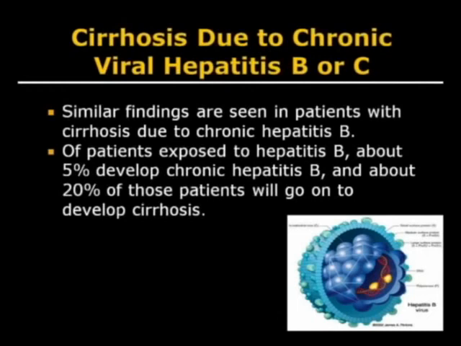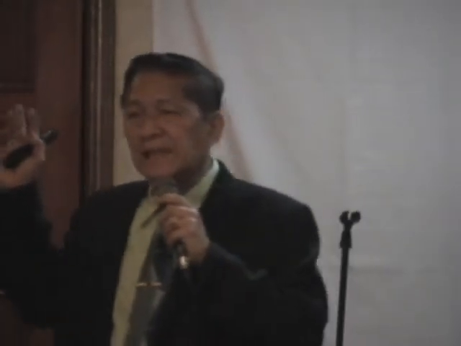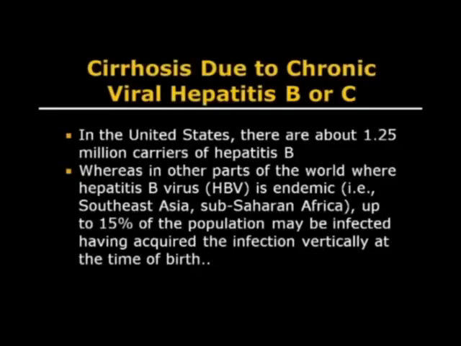Similar findings are seen in patients with cirrhosis due to chronic hepatitis B. For patients exposed to hep B, only about 5% develop chronic hepatitis B, and that is common in our country. Remember, hep C develops in 80%. About 20% of those hepatitis B patients will go on to develop cirrhosis. With hepatitis C, up to 30%, up to 80% will develop cirrhosis.